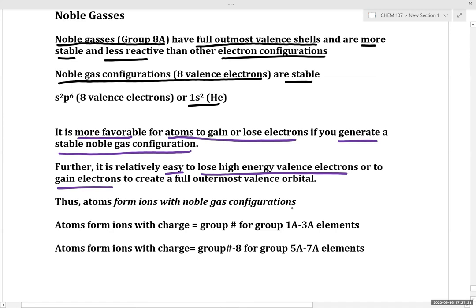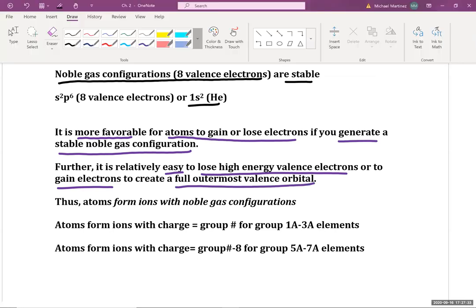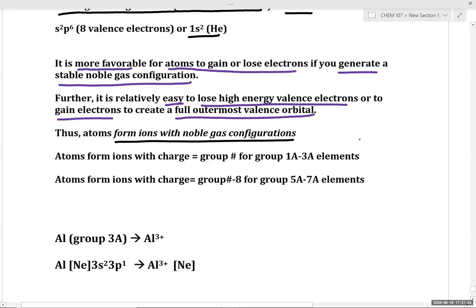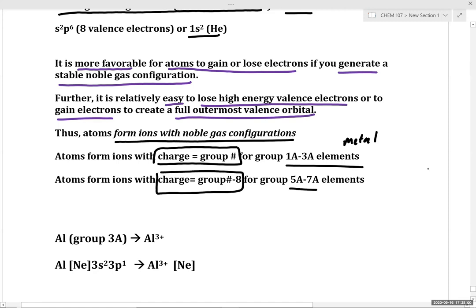And as a result, atoms will prefer to form ions with their charge equal to the group number if it's a 1A through 3A element. In other words, if it's a metal. While atoms will prefer to form ions with charge equal to the group number minus 8 if they are non-metals. Essentially, we're trying to reach the closest noble gas configuration.